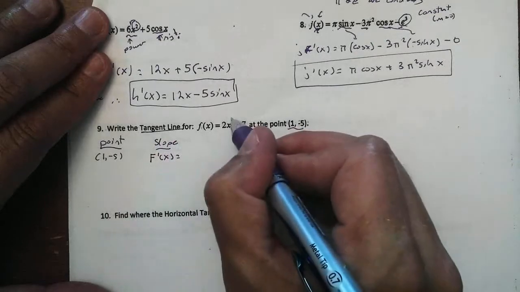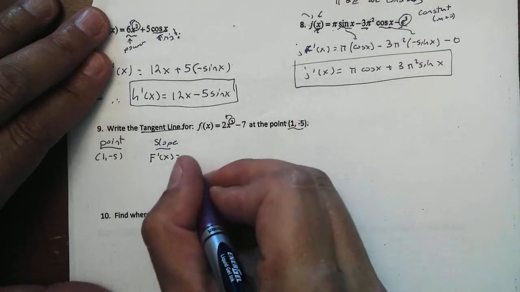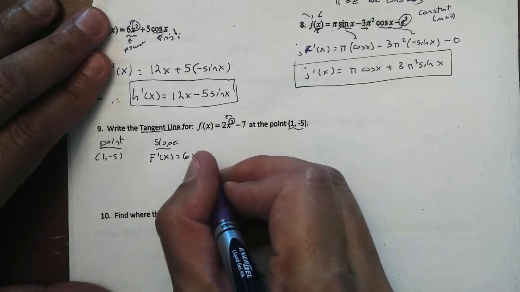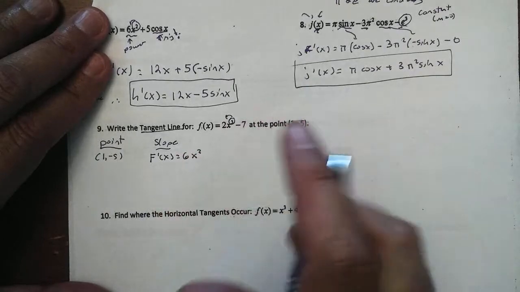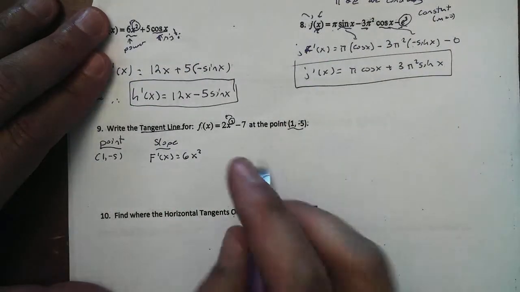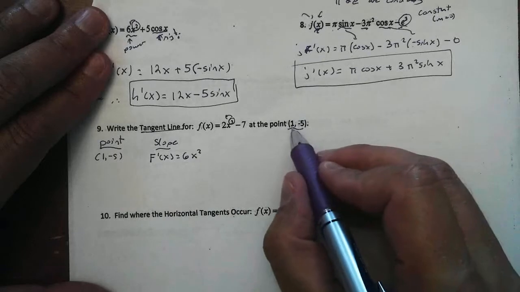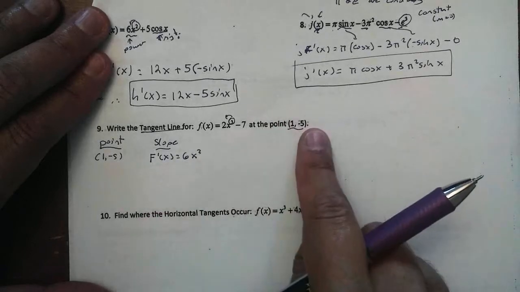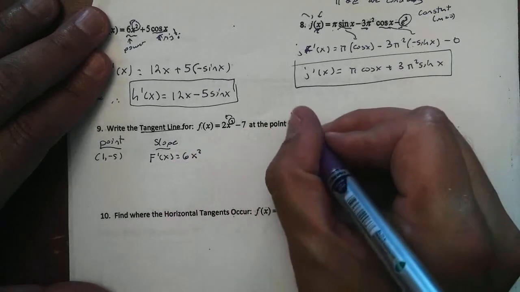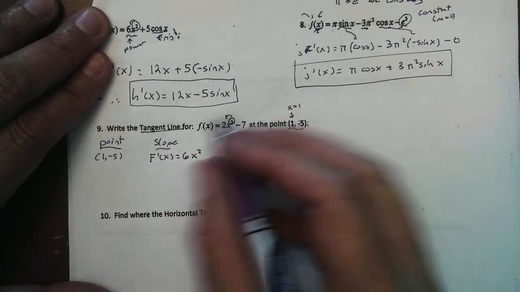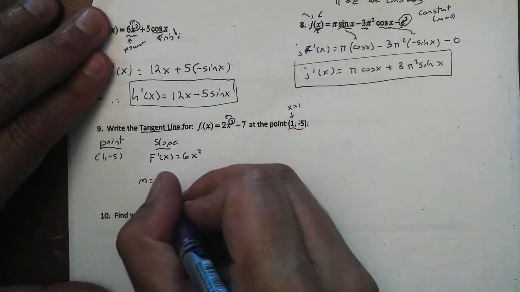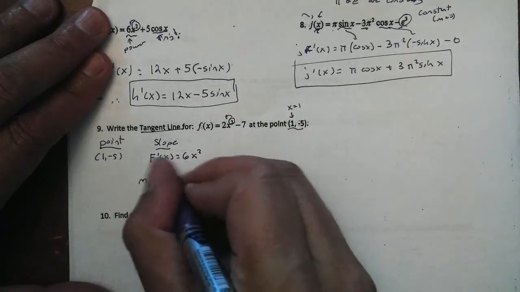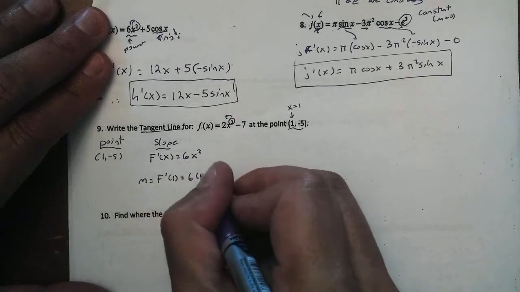Well, looking at our power function, if I drop down the 3, this becomes 6x squared. What happened to the 7? It became 0, so I'm not interested in it. I want the slope at this point, but remember, I'm only interested in the x coordinate. X is 1. That's all I'm interested in. So the slope is f prime of 1. The slope at 1 is 6 times 1 squared.